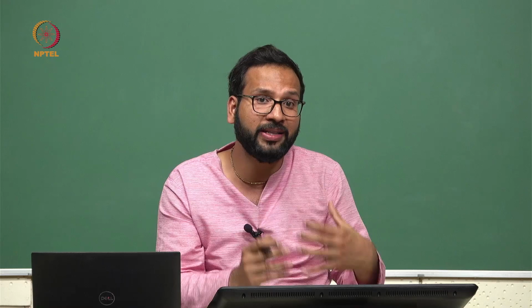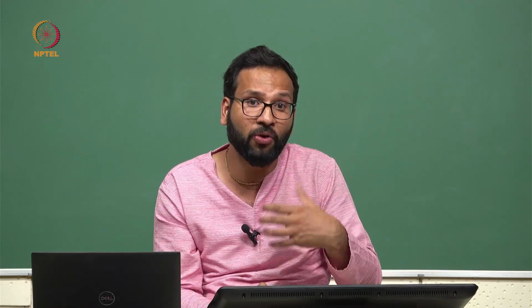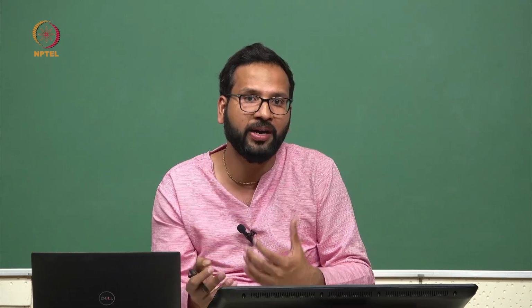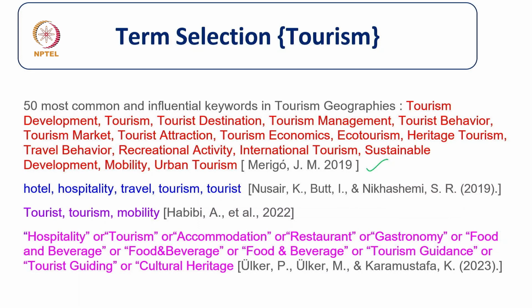Okay, so that is why we need to search it down, what all terms we need to select for retrieving the data. If you see here, for selecting the terms for tourism, the first example is a paper which has mentioned some of the influential and common keywords they found in the journal Tourism Geography. These were the common words they found: tourism development, tourism, tourist destination, tourism management, tourist behavior, ecotourism, mobility, urban tourism. Another paper used these five terms for extracting the data.